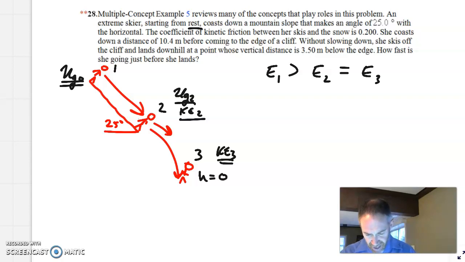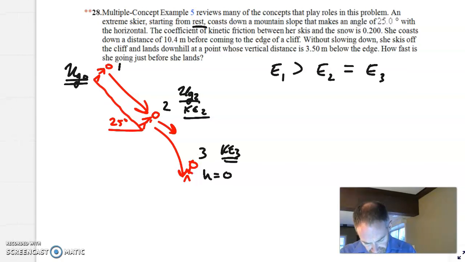Okay, so they want to know how fast she's going. So this velocity down here, we'll call it velocity 3, just before she lands. Now, what I would say we do here is we look at spot 1 as our initial position and spot 3 as our final position.